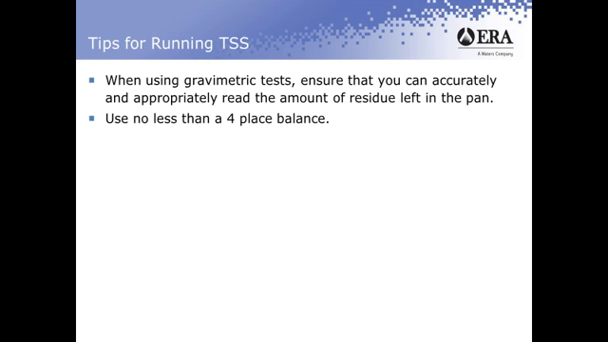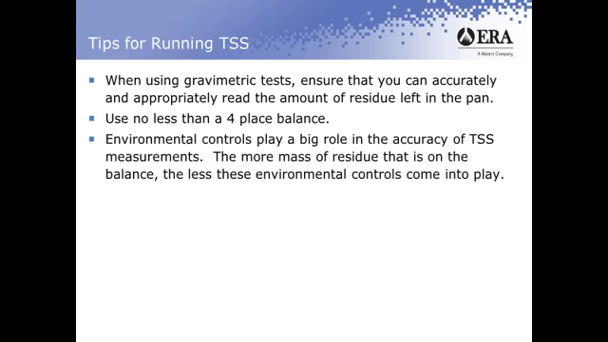So what we want to try to do to avoid that balance uncertainty and uncertainty in our measurements is this: the more residue that we leave on the pan, the less that balance uncertainty comes into play. So that's one of our environmental controls that I had mentioned previously. The more mass that's put on there, the less of an inaccuracy that uncertainty of the balance will present. Unfortunately, there isn't anything you can do to control that uncertainty, but we can minimize it by placing more residue on the balance.